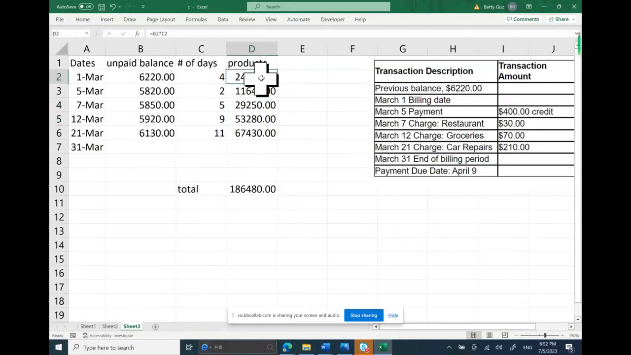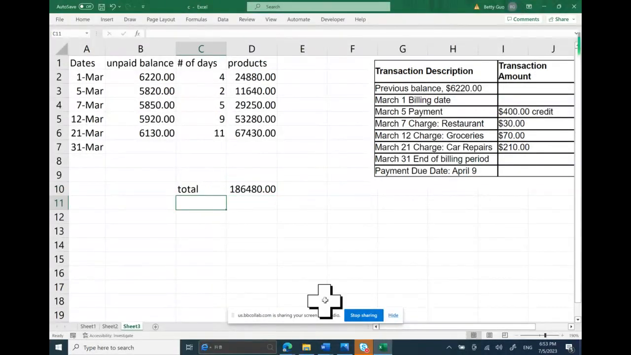Remember, this is the sum of the balances of the first 4 days. And this is the sum of the balances the following 2 days. And this is the sum of the balances the next 5 days. And this is the sum of the balances in the next 9 days. And this is the sum of the balances in the last 11 days. So if you add them all up, you will have the sum of the balances of all the 31 days.